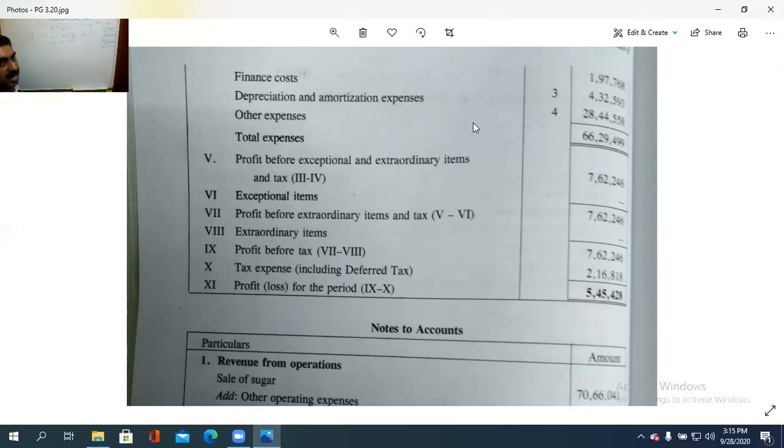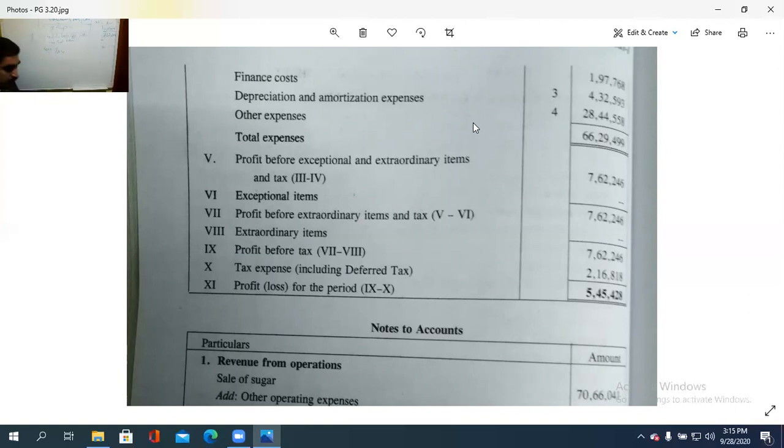Then if there is any exceptional item, this is to be deducted. If there is any extraordinary item, that also is to be deducted. And finally, tax is there, tax also is to be deducted. And the final net amount we take as the profit. So here, in this case, there is no extraordinary or exceptional item, only the tax is there. So we are deducting the tax from this. How much? Tax expense including deferred tax.